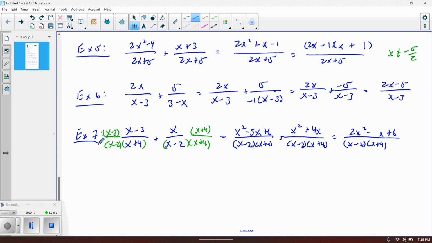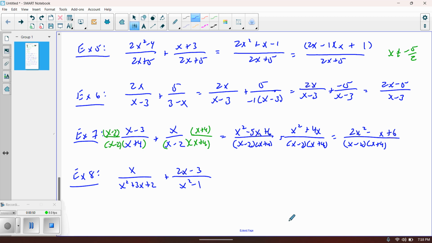We're going to have example 8, which looks like x over x squared plus 3x plus 2. And we want to add that to 2x minus 3 over x squared minus 1.